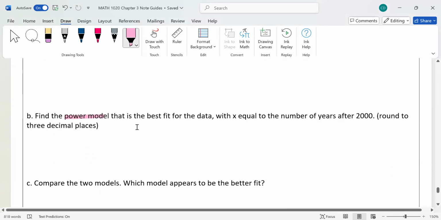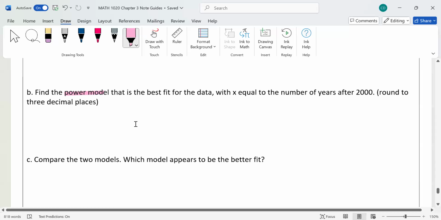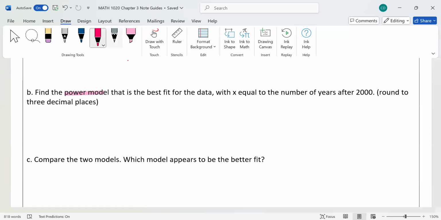We're just kind of previewing. And compare the two models. So which one is the better fit? So you're going to need to look at the R squared values. So count 1 for quadratic. You're going to have 1 for a power model.